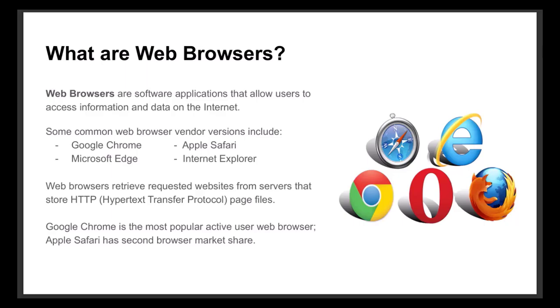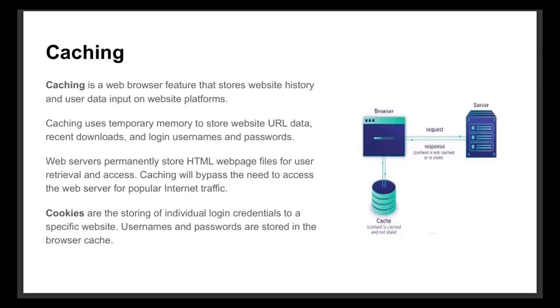The first web browser feature we're going to discuss is caching. You also will hear this called the cache. Your web browser cache is a feature that will store your internet history. This is where we can store in our temporary memory the websites that we have visited in a defined period of time. Our cache will also store the files of any recent downloads to our computer, as well as our login credentials, such as our usernames and passwords that we use to access certain types of website data.